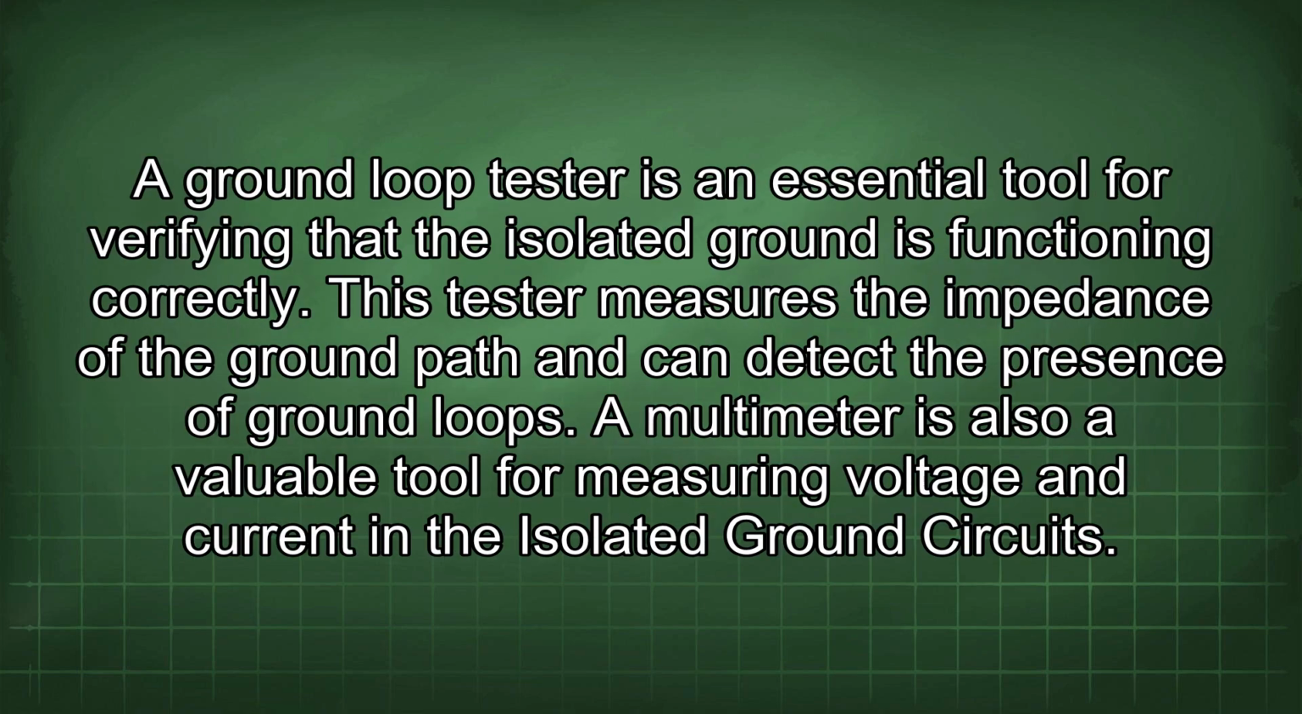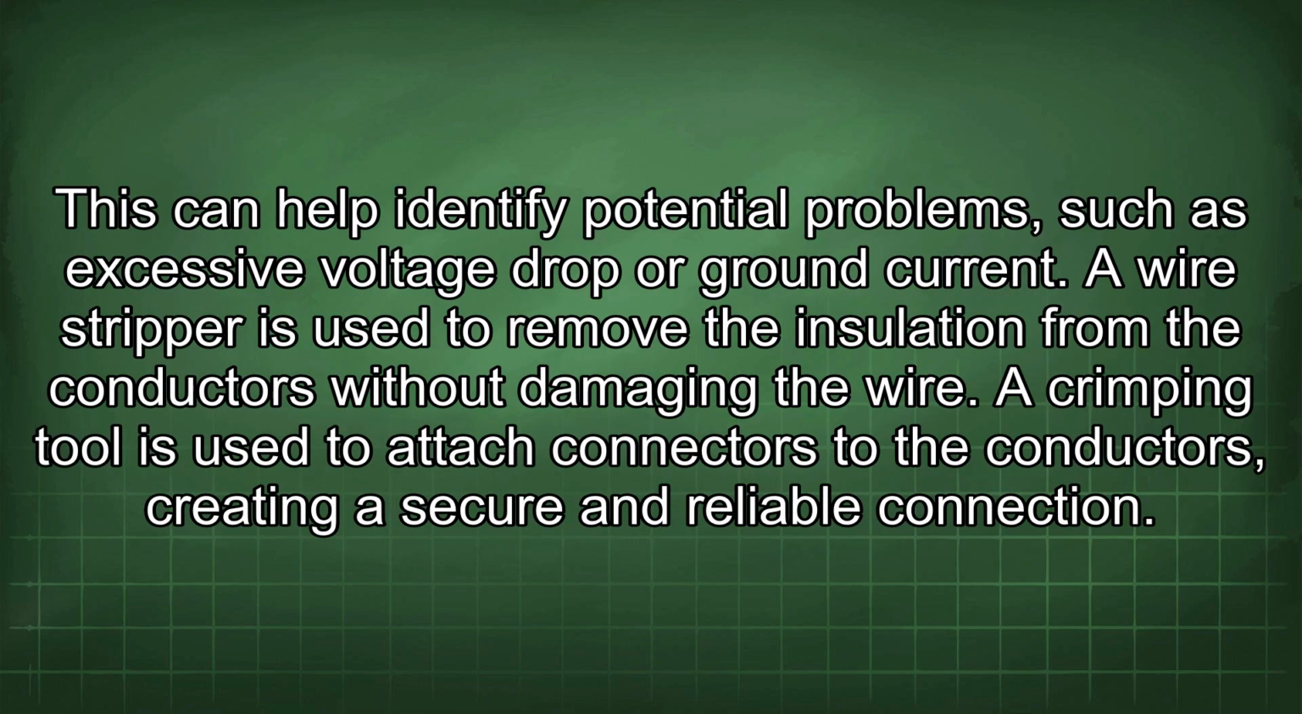A ground loop tester is an essential tool for verifying that the isolated ground is functioning correctly. This tester measures the impedance of the ground path and can detect the presence of ground loops. A multimeter is also a valuable tool for measuring voltage and current in the isolated ground circuits. This can help identify potential problems such as excessive voltage drop or ground current.